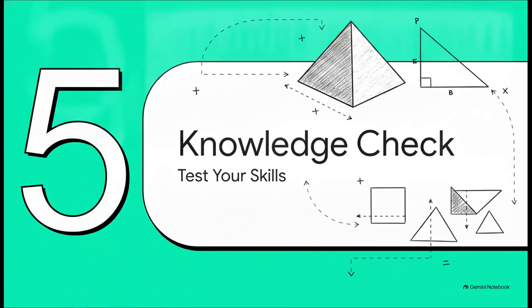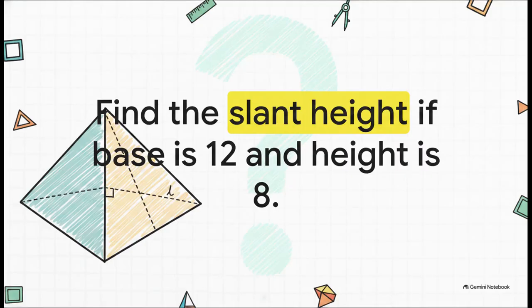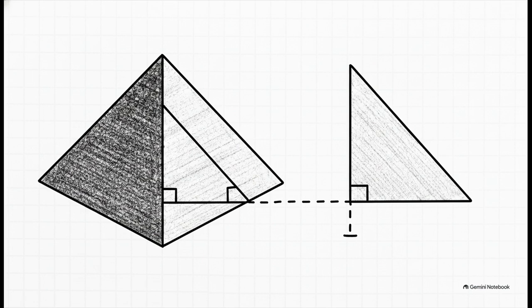All right, section 5, formative knowledge check. Test your skills. Let's put this into practice. Imagine a regular square pyramid. The side of the base is 12 centimeters, and the internal altitude is 8 centimeters. Take a mental pause here. Can you figure out the slant height L? Picture that hidden right triangle we just talked about. What would the base of that internal triangle be? Let's walk through it step by step.